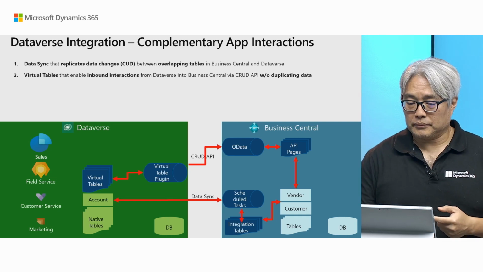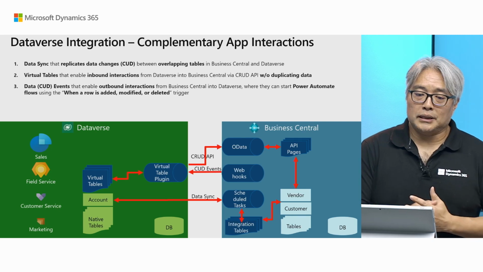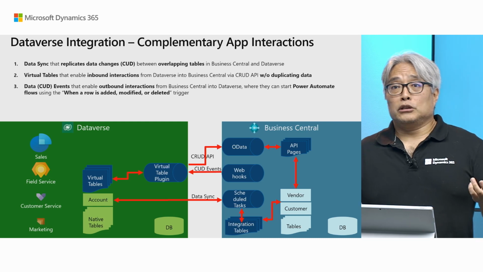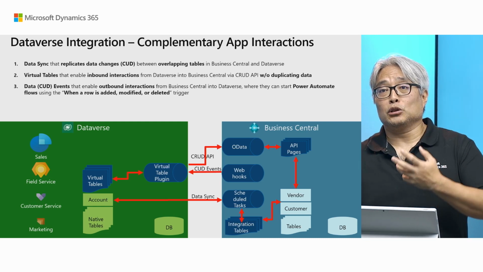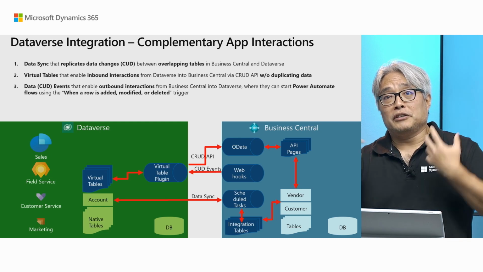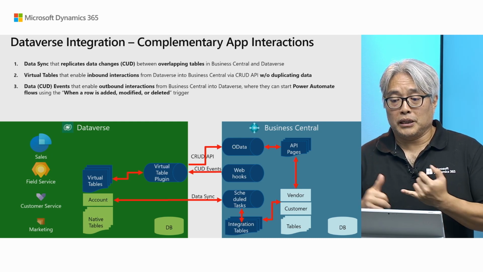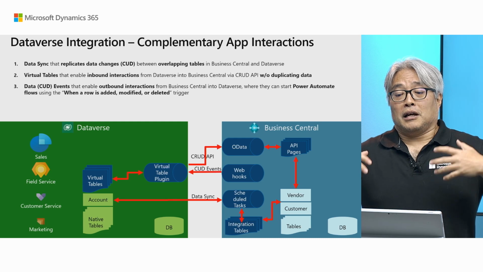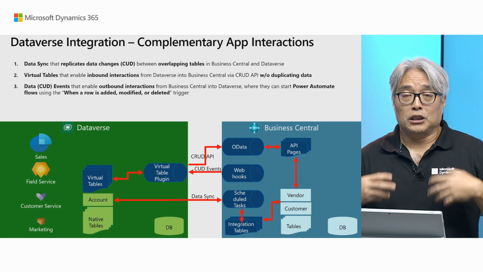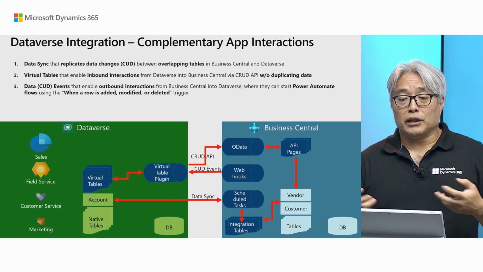The third interaction type is actually what we call data cut events that enable outbound interaction. So basically from Business Central to shout to Dataverse saying like, hey, there's something changed in me. So whenever there's a data change, data being created, updated, or deleted, Business Central can actually trigger Power Automate flows using the when a row is added, modified, or deleted trigger.